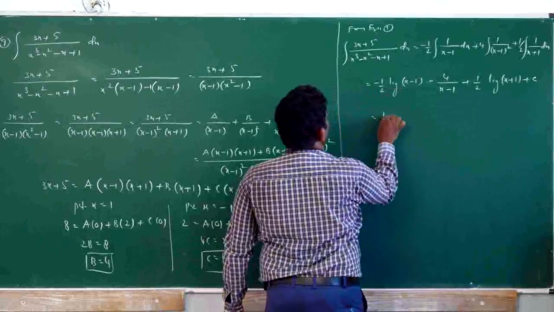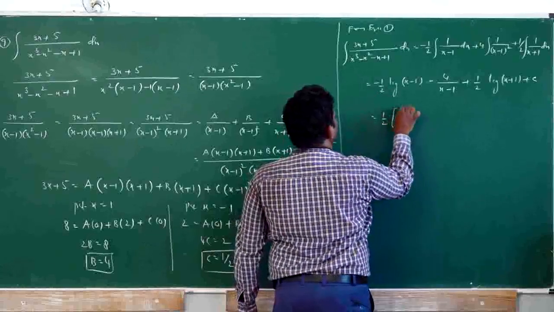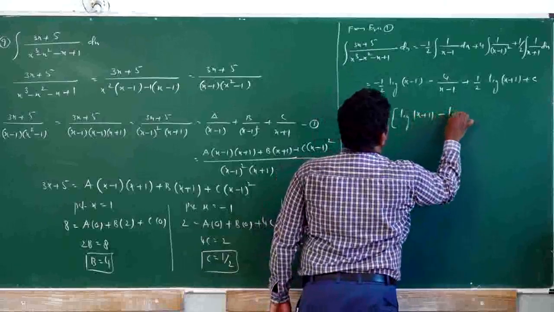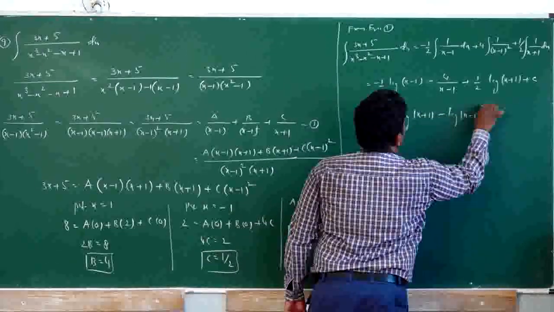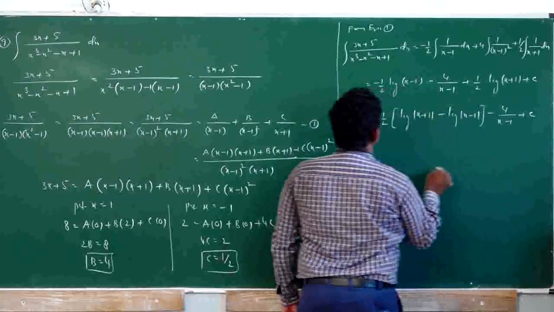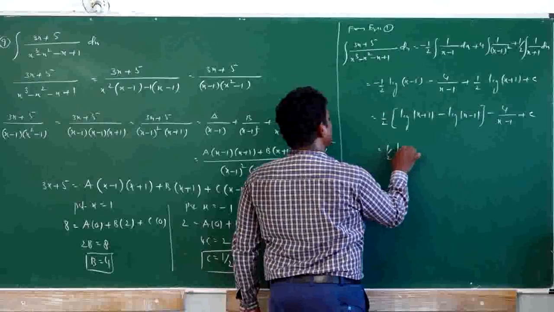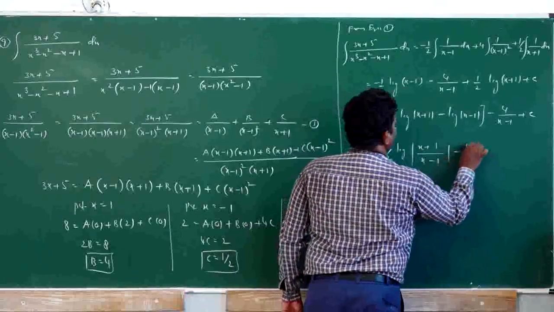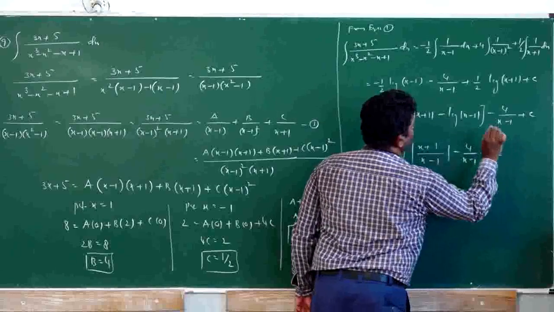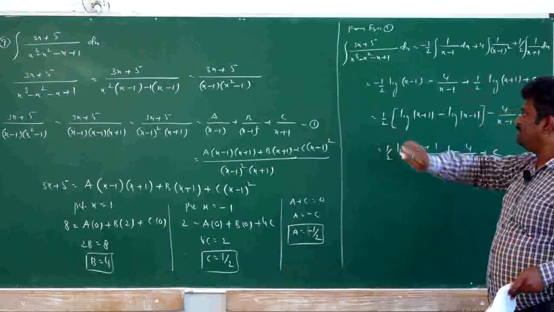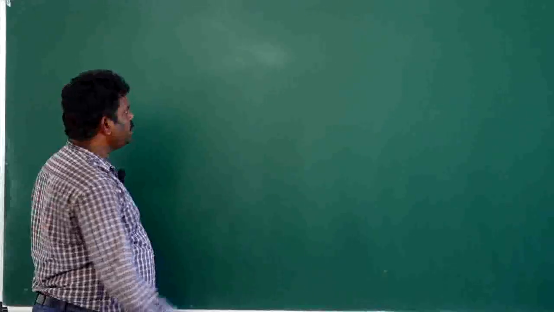Otherwise, taking 1 by 2 common: log of (x plus 1) minus log of (x minus 1), minus 4 by x minus 1, plus C. That is equal to 1 by 2 log of (x plus 1) by (x minus 1), minus 4 by x minus 1, plus C. Okay, so that is the solution for the given problem, right?